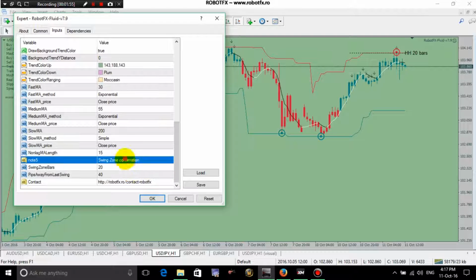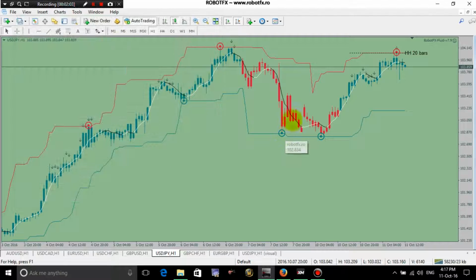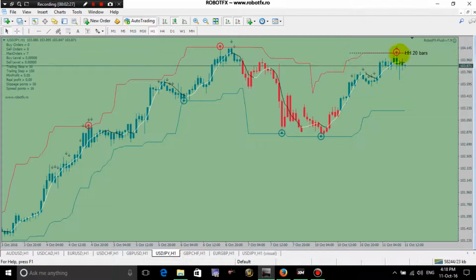Now, to explain the swing zone confirmation, let's say the swing zone bars is 20, and the pips away from last swing is 40. If there are no trades opened on the chart, the expert advisor will draw the highest high or the lowest low depending on the trend. If it's an uptrend, as it happens on this chart, the expert advisor will draw the highest high for the last 20 bars, that being the swing zone bars, right? So for the last 20 bars, the highest high happened to be here on this candle, also pointed out by the channel.